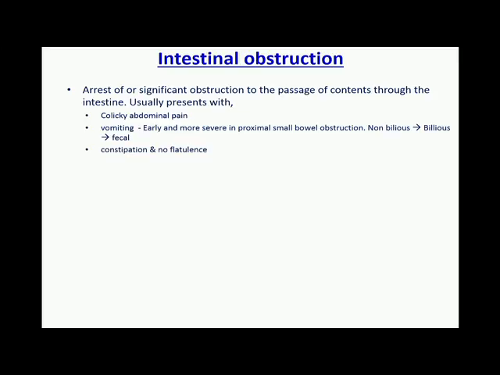Okay? Right. So colicky abdominal pain may suggest an intestinal obstruction. But there are other signs. They can have vomiting. If the obstruction is more proximal, these patients will develop vomiting very early, like duodenal obstruction, jejunal obstruction, pyloric obstruction. Okay? Because there's content accumulating here, and that causes vomiting.